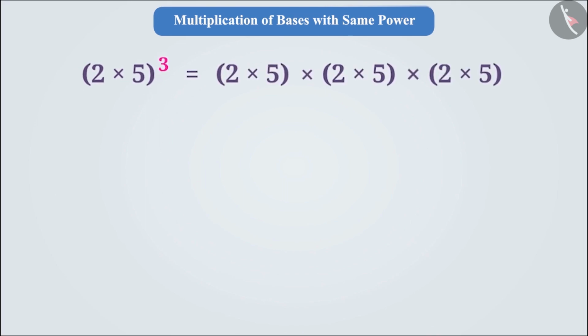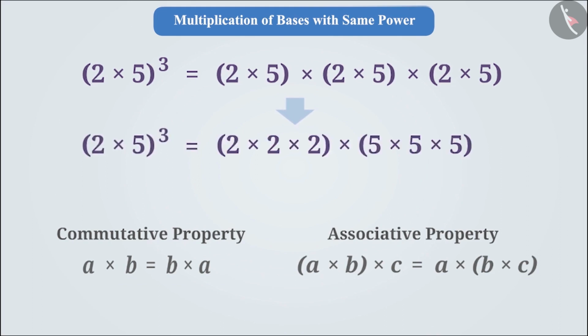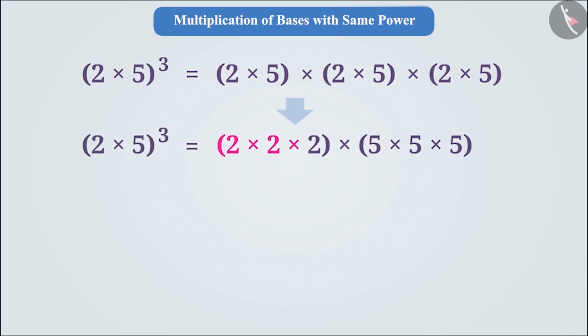Now let's understand how to multiply bases having the same power. Suppose we have to simplify 2 into 5 to the power of 3. Since the power is 3, we will multiply 2 into 5, 3 times by itself. For multiplication, we can use either the commutative property or the associative property to change the order and set of numbers. So, we will define the numbers in this way. Here, 2 is multiplied by itself 3 times, so we can represent it as 2 to the power of 3. In the same way, we can represent 5 as 5 to the power of 3.